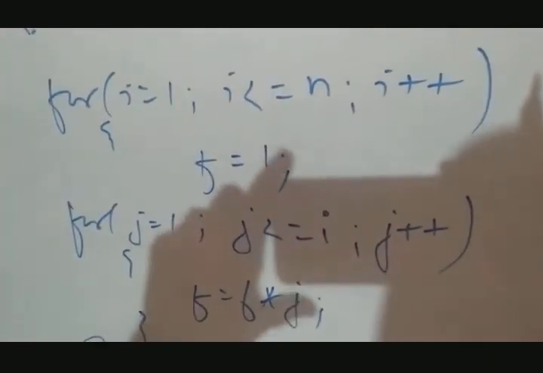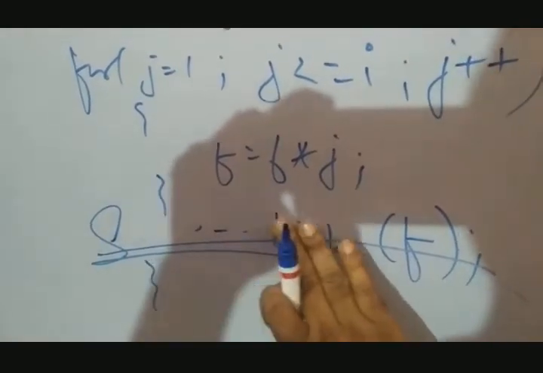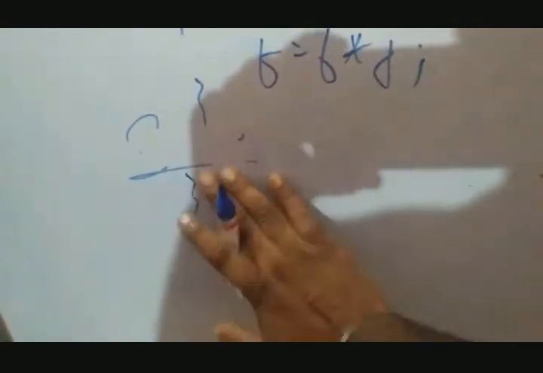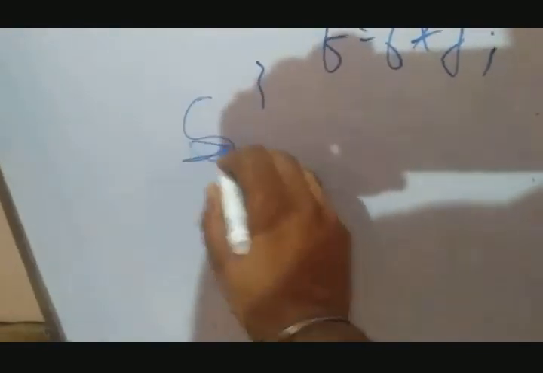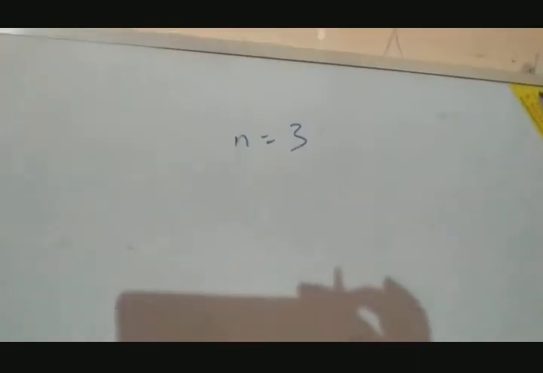Now let's move on with its explanation of how it works. We are going to print only the factorials, we are not going to find the sum of it. Now suppose I consider n as 3.